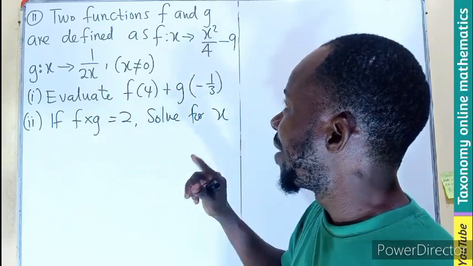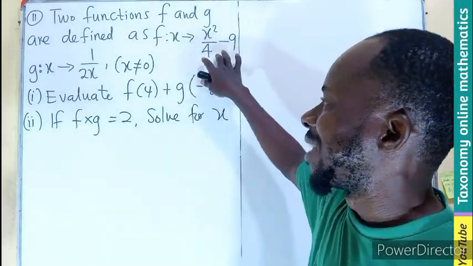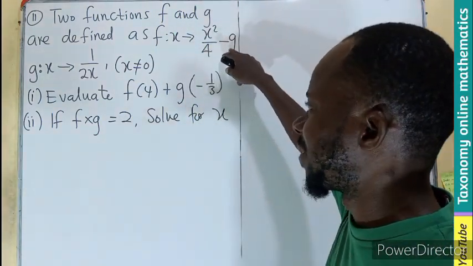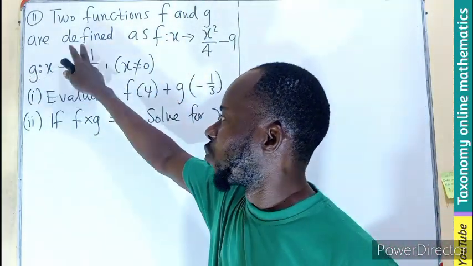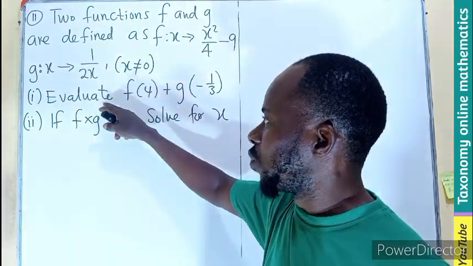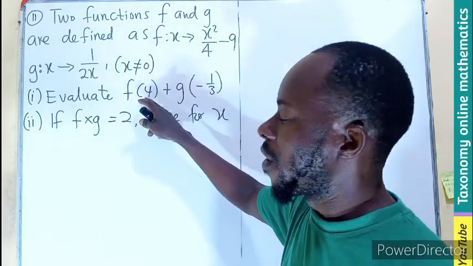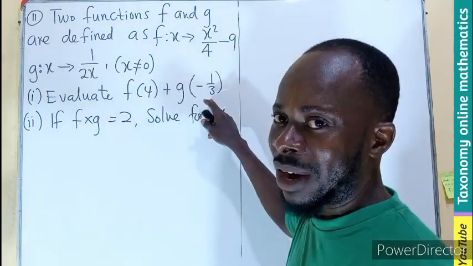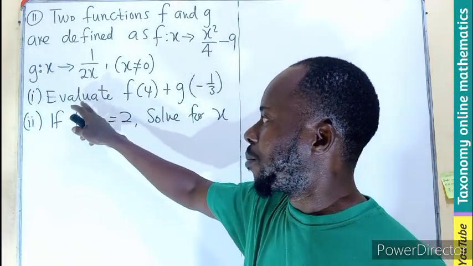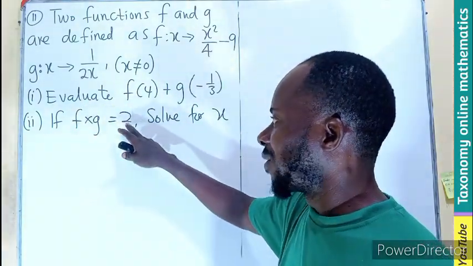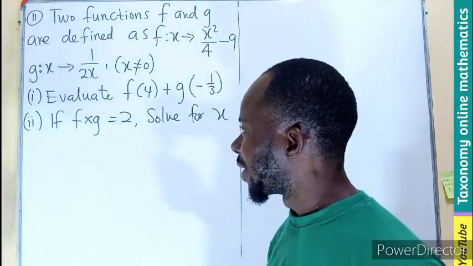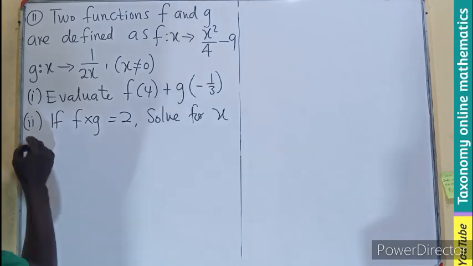Two functions f and g are defined as follows. f of x is x squared over 4 minus 9. g of x is 1 over 2x, where x is not 0. We have to evaluate f of 4 plus g of negative 1 over 3. Then, if the product of the two gives us 2, we have to solve for the value of x. Alright, so let's begin with the first one.